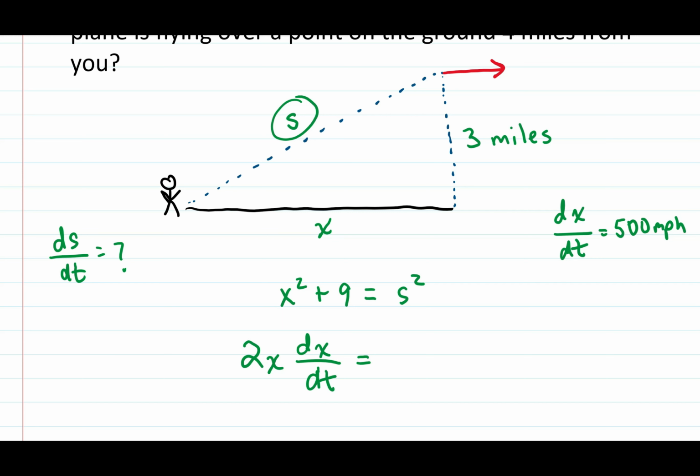The derivative of any constant is 0. The derivative of s squared is going to be 2s ds/dt. We're using the chain rule again: the derivative of the outer, keeping the inner the same, times the derivative of the inner. The derivative of s with respect to t is ds/dt.